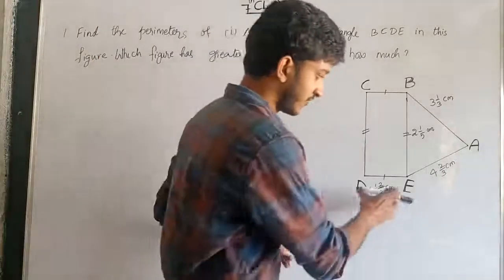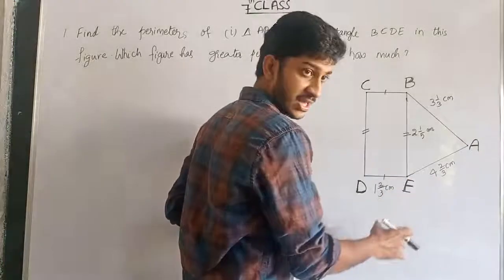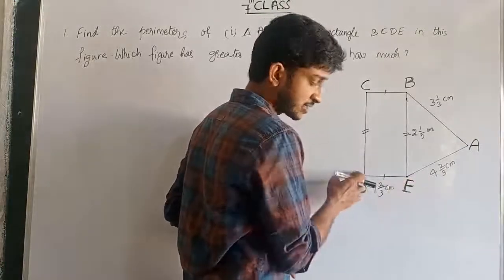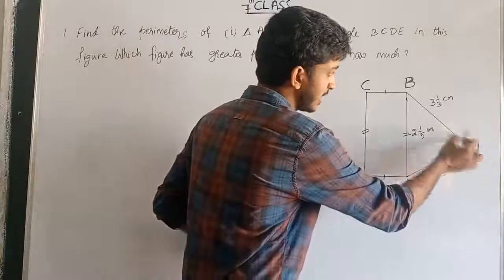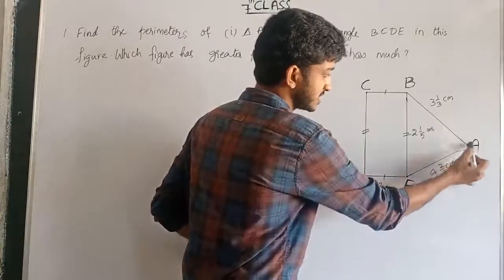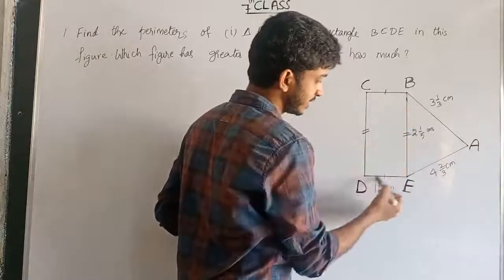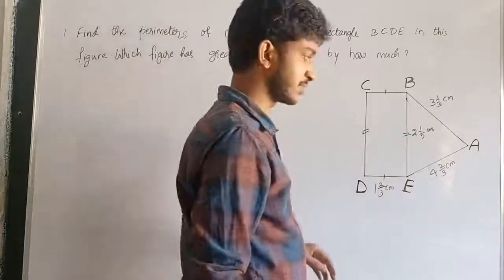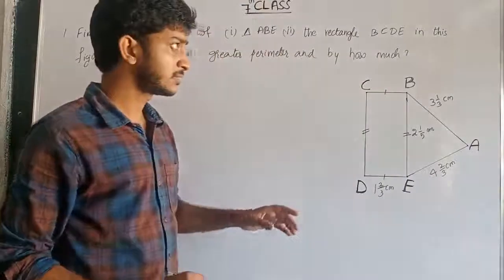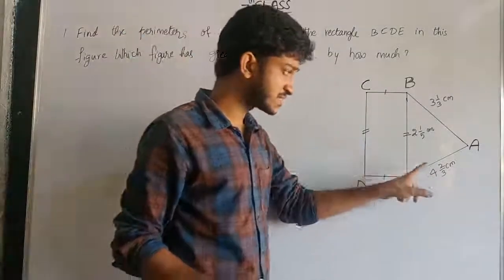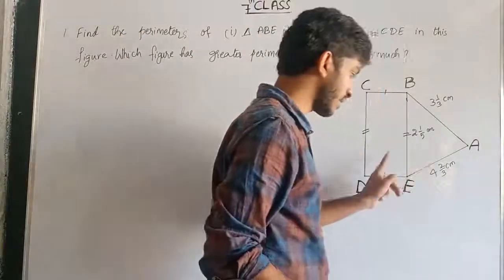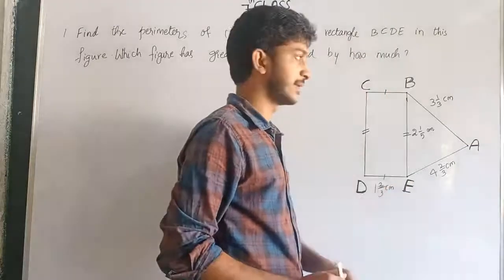See here, one figure is given. In this figure, we have one triangle and also one rectangle here. Triangle ABE means this part is in a triangle shape and this part BCDE is in rectangular shape. So we have to find the perimeter of both figures, means the perimeter of the triangle and also the perimeter of the rectangle here.